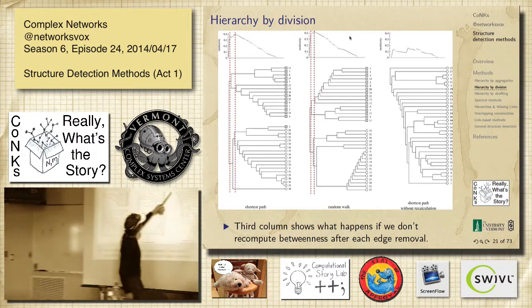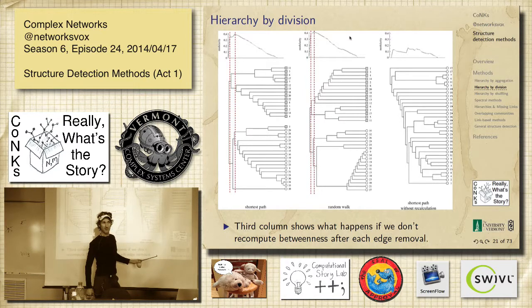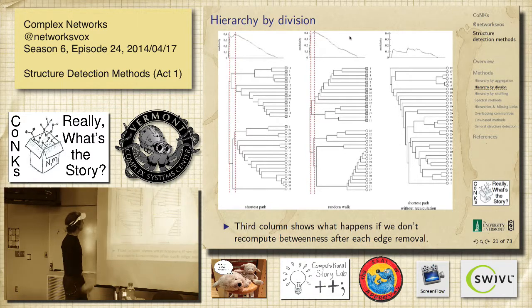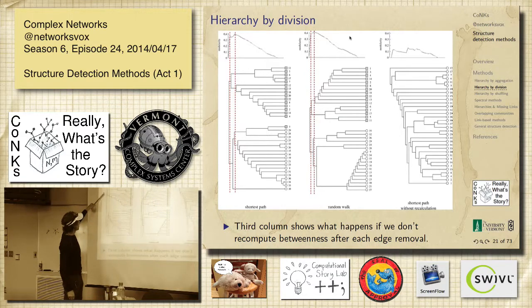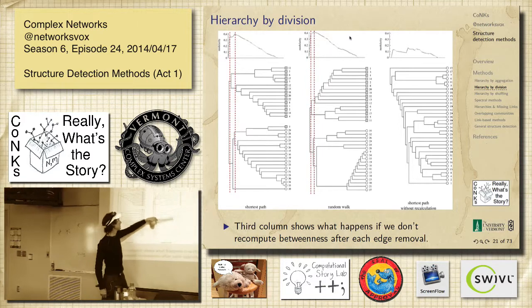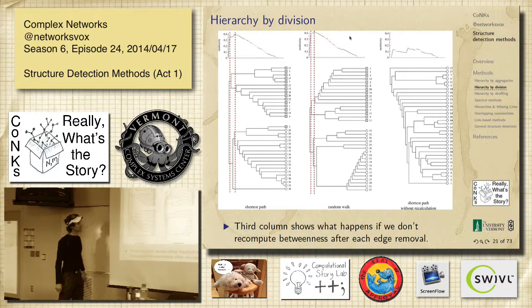In fact, you see the first break-off is just one guy and everyone else, which is really not the way this should work. Whereas these ones both do a good job of breaking into two big chunks early on, and then some structure within that.